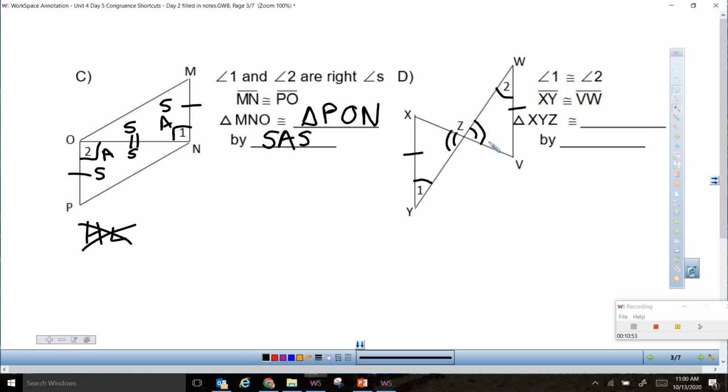Now I need to check to see which postulate or theorem shows that these two triangles are congruent. So if you notice, we have angle, angle, side. Over here, do we also have angle, angle, side? Yes. So those two triangles are congruent by angle, angle, side. Now I need to state which triangles are congruent. So triangle XYZ is congruent to which one? Triangle VWC. So we have to go down the side with 1 tick mark, and we have to end at the double arc mark.